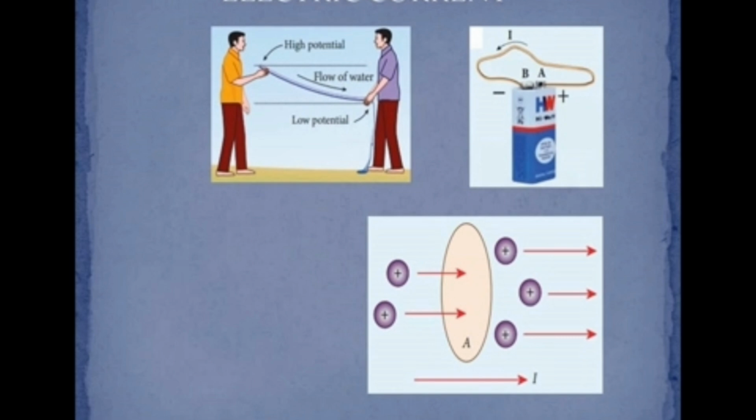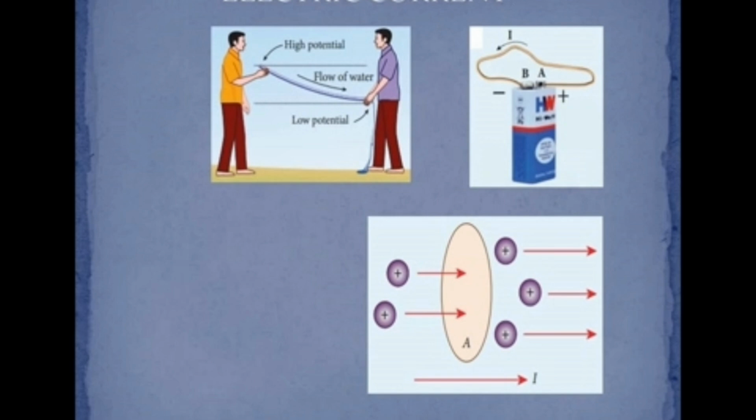So the charges flowing through that area is called the flow of current I. The current I is defined as the flow of charges through a given cross sectional area A. So that will be indicated in the diagram.